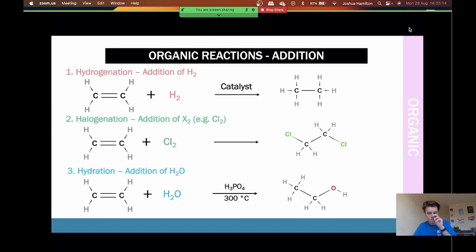Now, addition reactions, there are 3 types. Pretty straightforward, the naming of them. You should be able to figure it out from the names. Hydrogenation is when you add hydrogen, halogenation is adding a halogen, and then hydration is adding water. Now, hydration is the one example where you do need to know a catalyst. It's 300 degrees in H3PO4, and it makes you an alcohol.